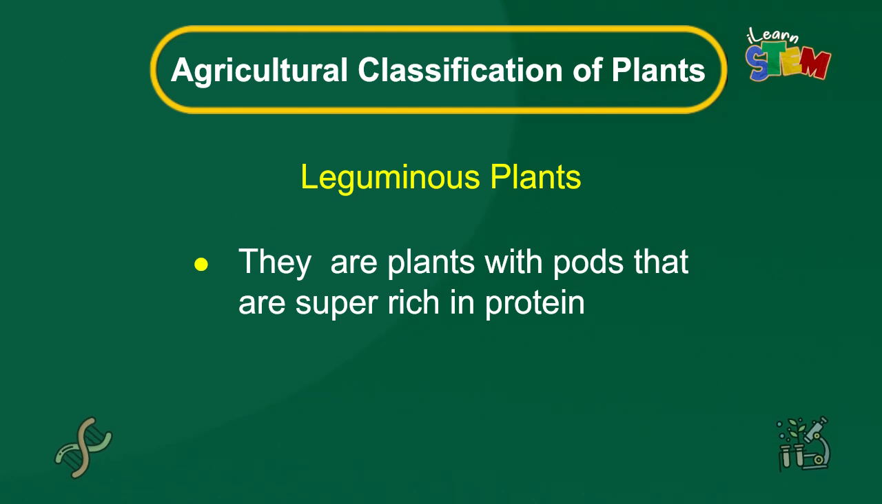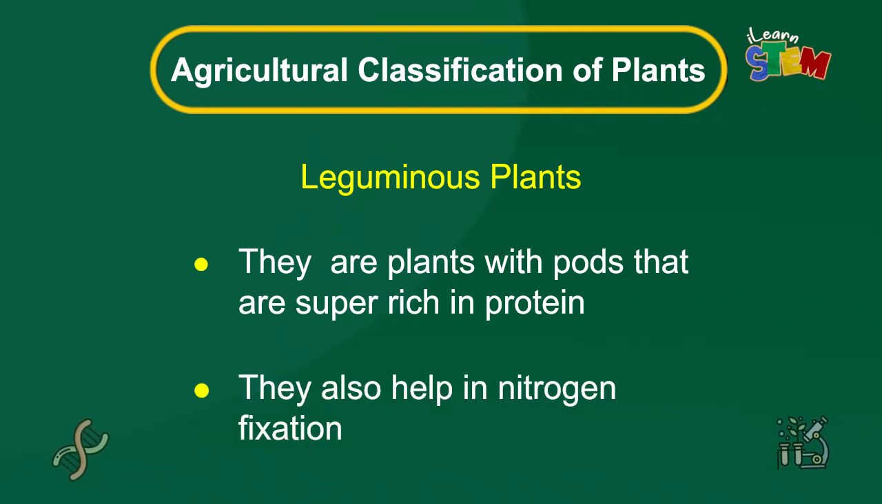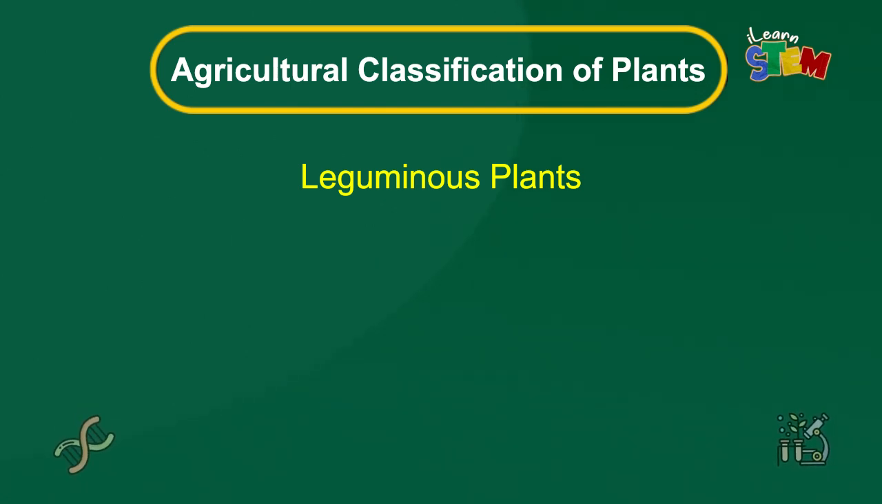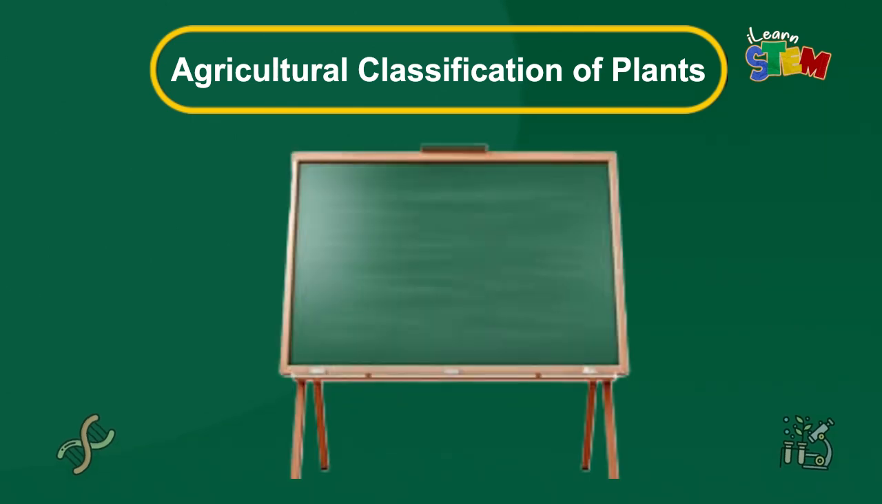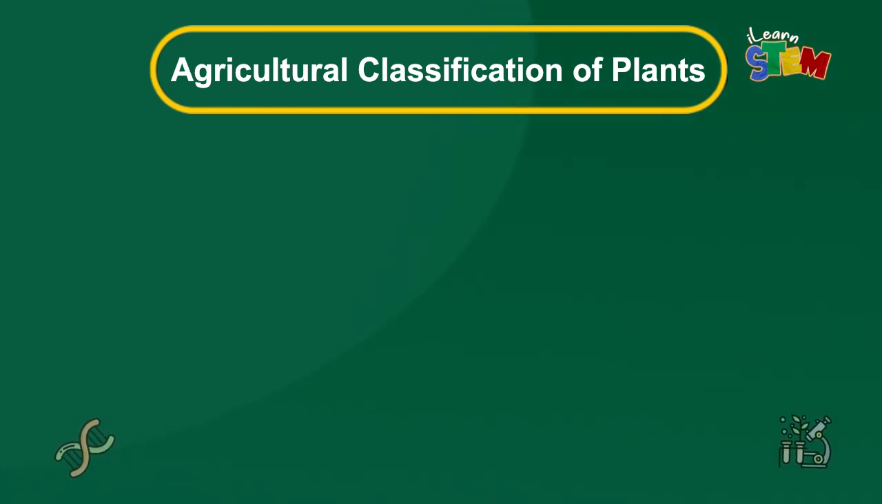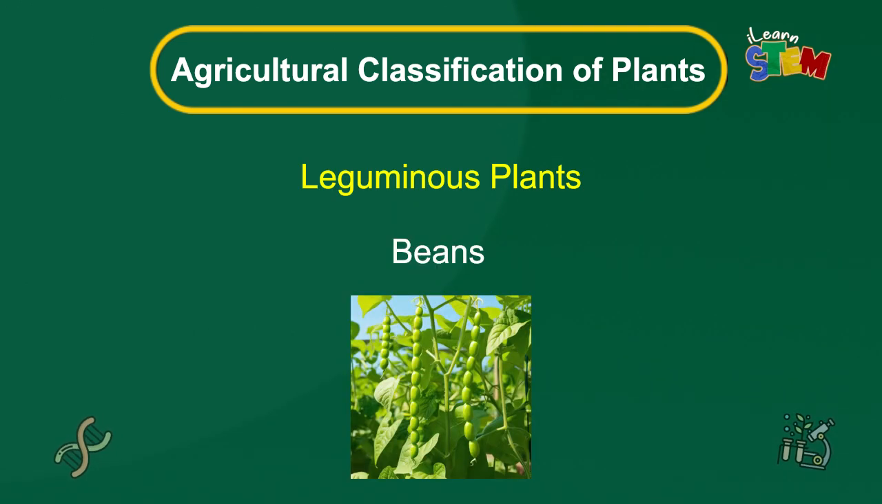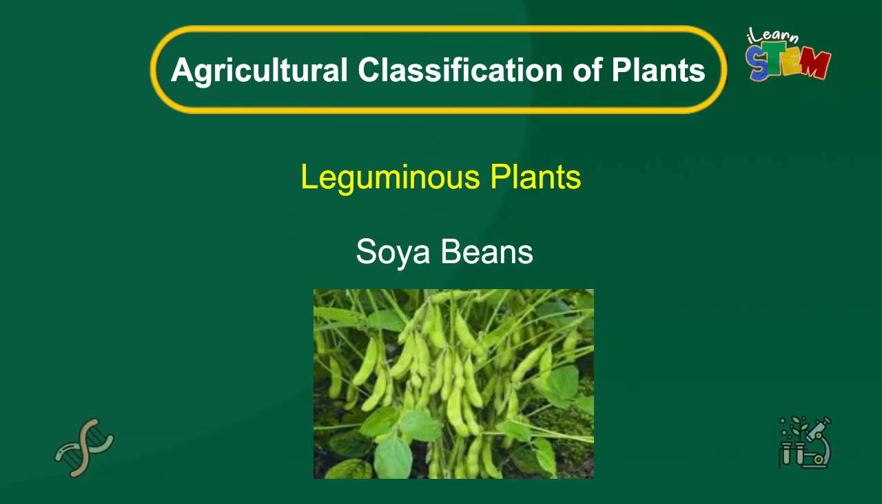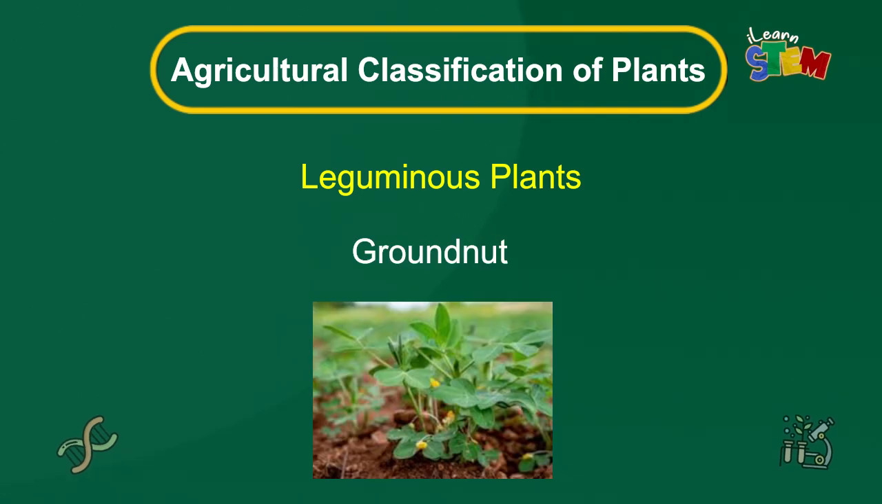They are plants with pods that are super rich in protein. They also help in nitrogen fixation. Are you wondering what nitrogen fixation means? Well, I will explain. Nitrogen fixation is the process of changing nitrogen gas from the air into a form that plants can use. Examples of leguminous plants are beans, soybeans, and groundnuts.